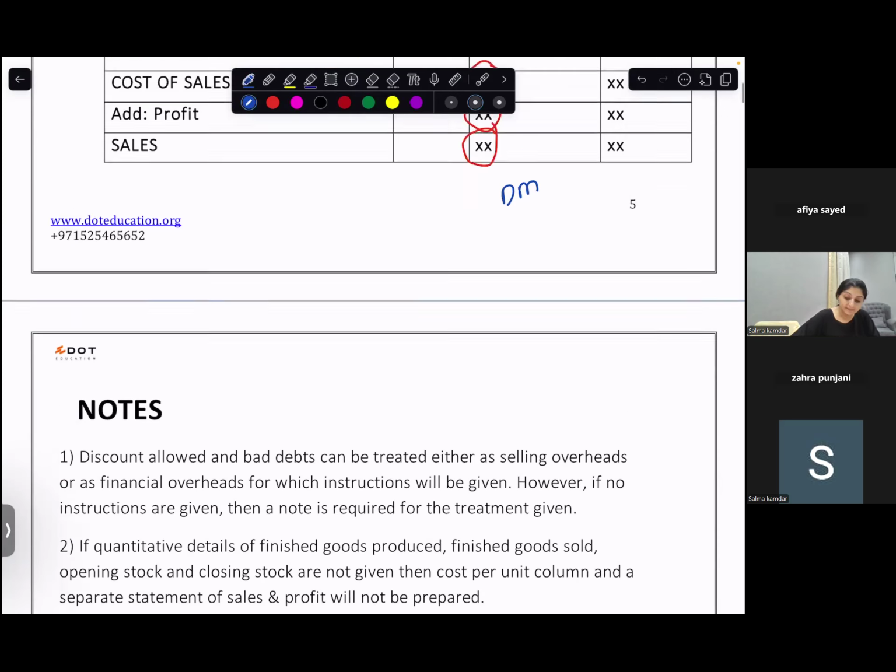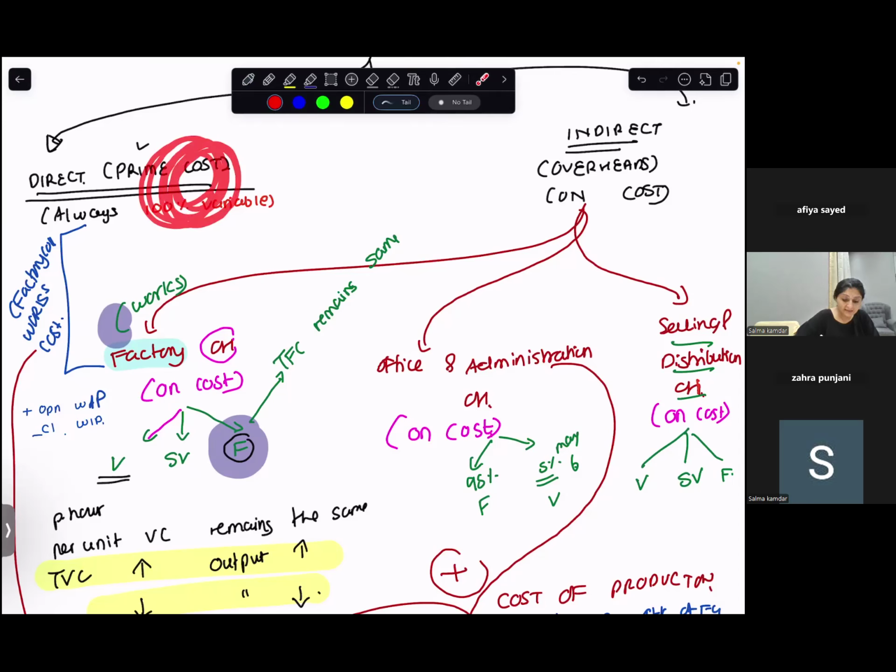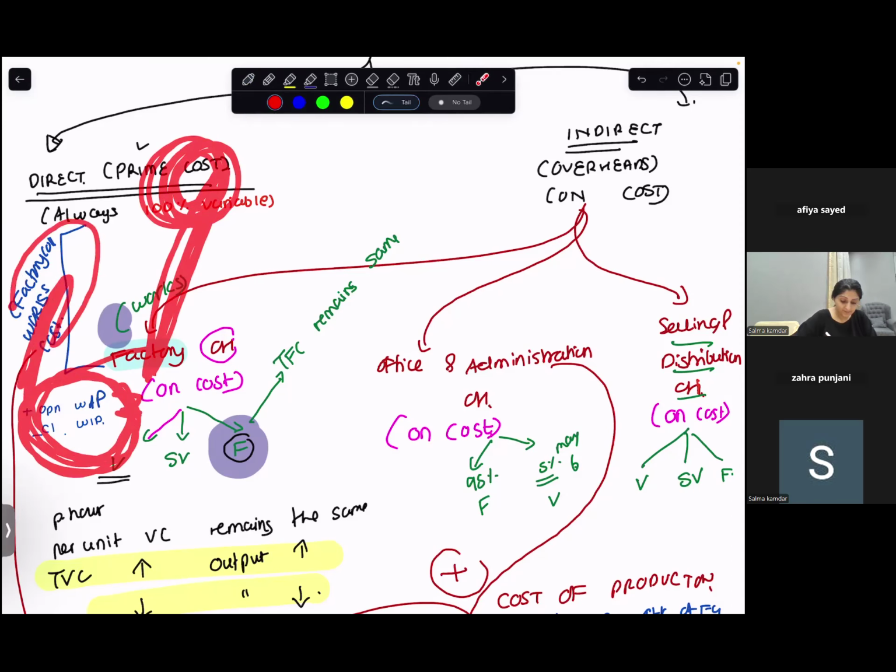Direct material plus direct labor plus direct expenses is equal to prime cost. Prime cost plus indirect factory overheads. Factory overhead simple. Plus opening work in progress, less closing work in progress, will give us works cost.